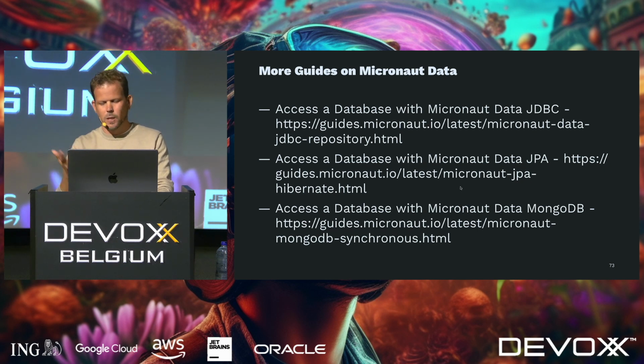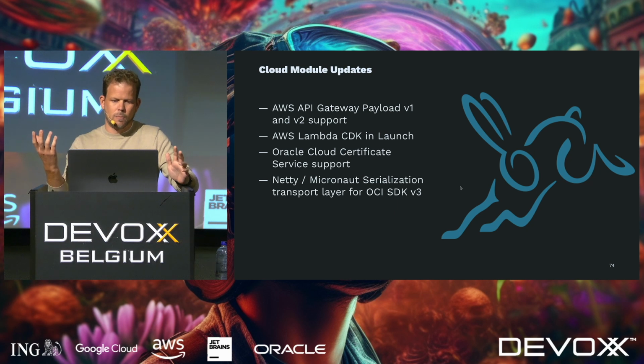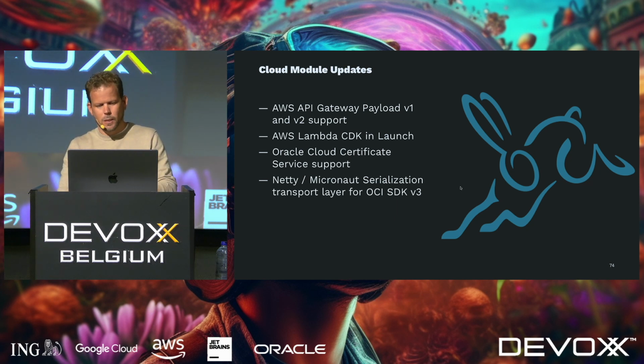We have Hibernate Reactive guides. We have JPA, MongoDB, JDBC, loads. So on the cloud side, we've been hard at work on the cloud modules. Apart from updating the cloud modules to the latest version of the different cloud SDKs, AWS SDK v2, we also added support for AWS Lambda and API Gateway Payload v1 and v2, as well as creating the AWS Lambda CDK definition for deploying serverless applications to Lambda. So we invested a lot there.